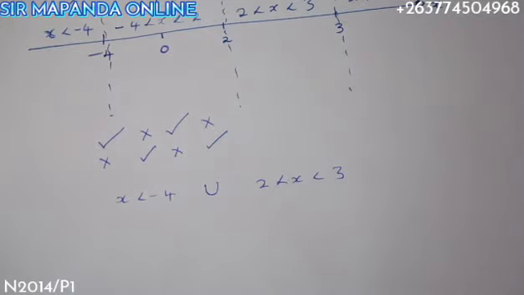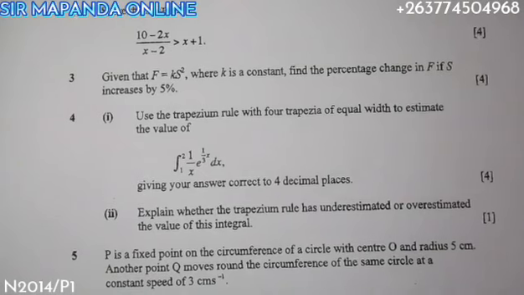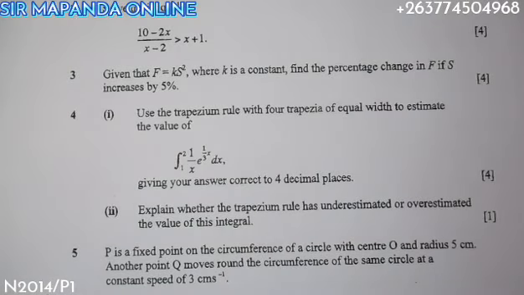I want you to stay tuned as we move on to question number 3. It reads, given that f is equals to k s squared, where k is a constant, find the percentage change in f if s increases by 5%.